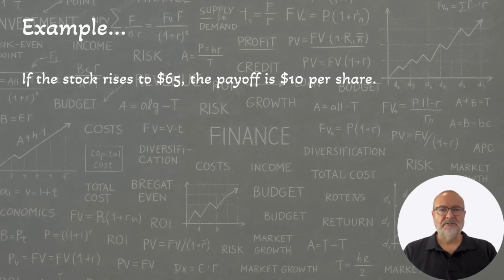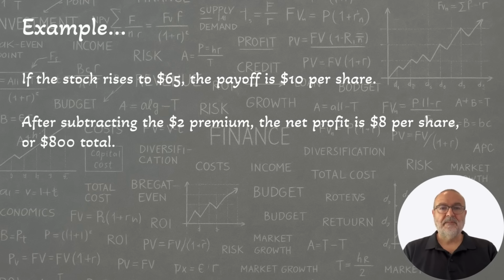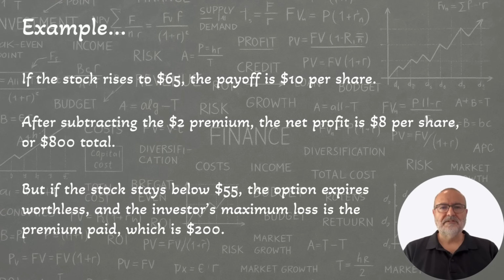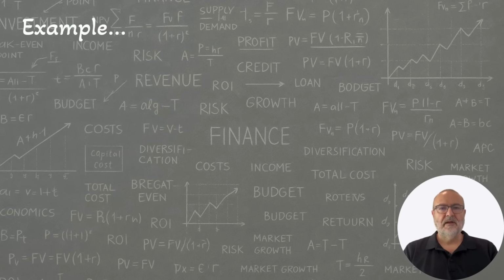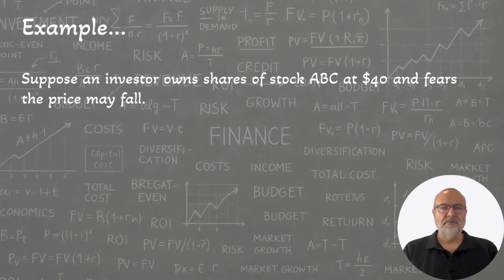If the stock rises to $65, the payoff is $10 per share. After subtracting the $2 premium, the net profit is $8 per share, or $800 total. But if the stock stays below $55, the option expires worthless, and the investor's maximum loss is the premium paid, which is $200.